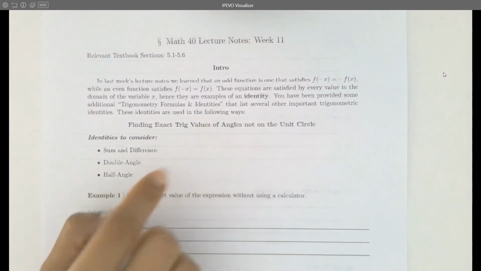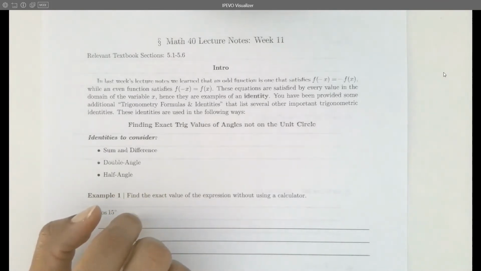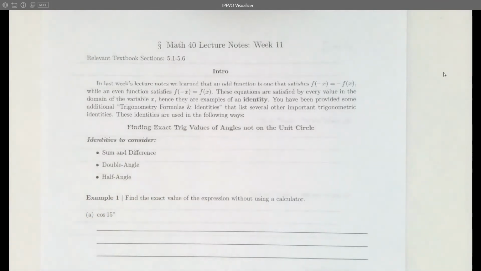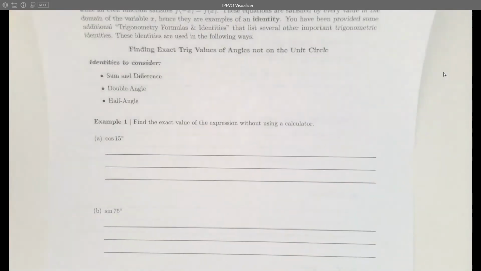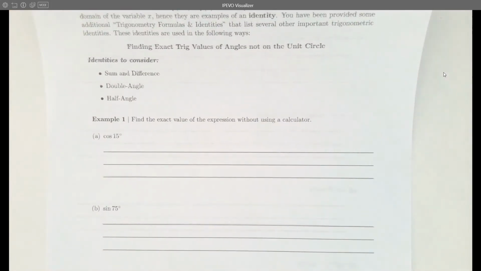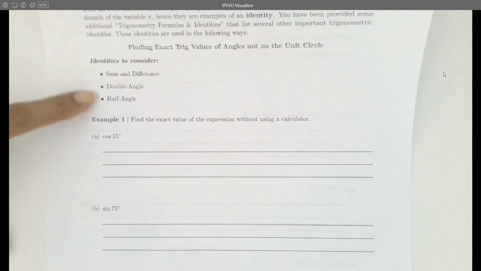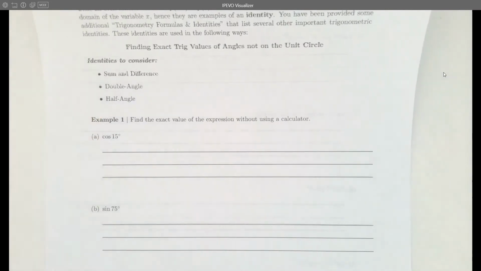Okay. So let's start by looking at this first type of problem, which is finding the exact trig values of angles that are not on the unit circle. So on the unit circle, we found angles that are multiples of 45 or multiples of 30. And it allowed us to quickly pick out what is the sine, what is the cosine, and what is the tangent. For other angles that are not on the unit circle, such as maybe 15 degrees, we can still solve that without using a calculator by applying maybe sum or difference, double angle, or half angle formulas.